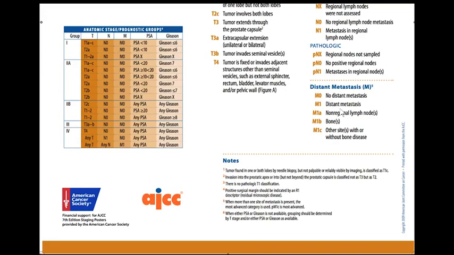Now let's talk about more distant disease, just for pathologic staging, not for clinical staging, not for imaging staging. We've got PNX, regional nodes or not sampled. PN0, no positive regional nodes, and PN1, metastases in the regional nodes. Very simple. And you see the distant metastasis staging, which is not necessarily pathologic, that we'll discuss separately.